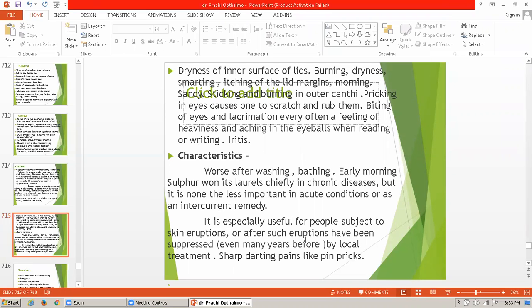It is especially useful for people subject to skin eruptions, or after such eruptions have been suppressed, even many years before, by local treatment. There is a sharp, darting pain like pin pricks. So this is all about Sulfur.